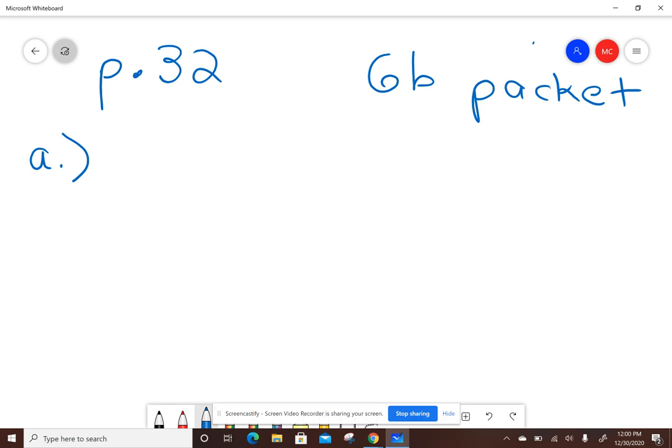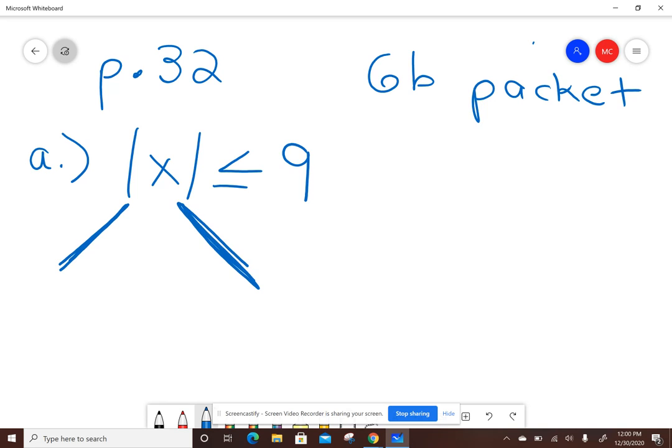And A is the absolute value of x is less than or equal to 9. Now, because this is absolute value, we know that we're going to have two equations. Either x is less than or equal to 9, and, since it's less than, it's an "and", x, flip the sign, is greater than or equal to -9. Okay, so you learned that last class in that short video that I gave you.